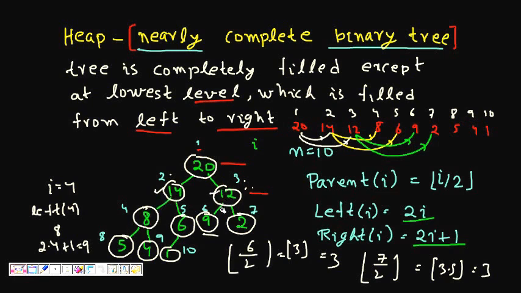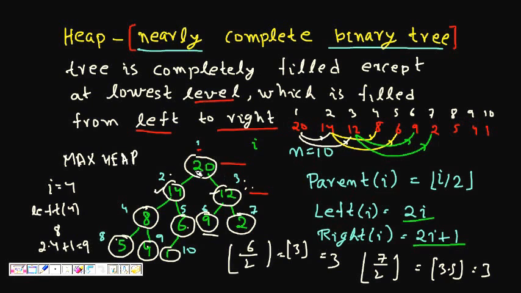For 12, 9 and 2 are less than 12. For 8, 5 and 4 are less than 8. For 6, 1 is less than 6. So we see that for all the nodes the max heap property is satisfied, and hence this is a max heap.